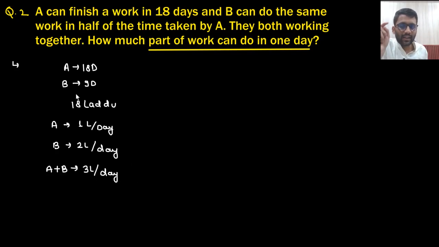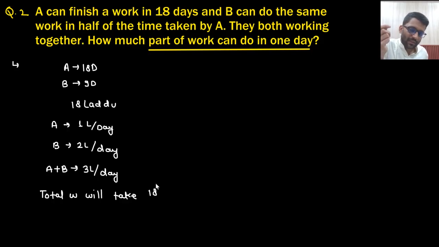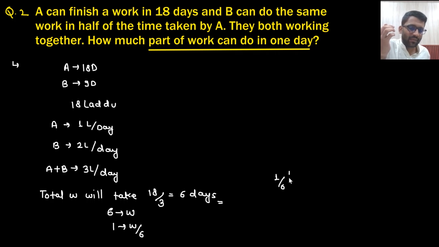What is the task? Eating 18 laddus. So how many days will it take? Total work will take 18 by 3. 18 laddu you need to eat and 3 laddu per day is being eaten. So total work will take 6 days. So in 6 days you do the complete work. So in one day how much work will you do? W by 6. So 1/6 part is completed in one day.